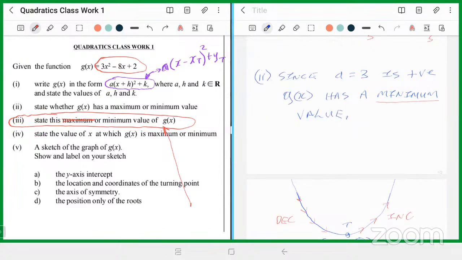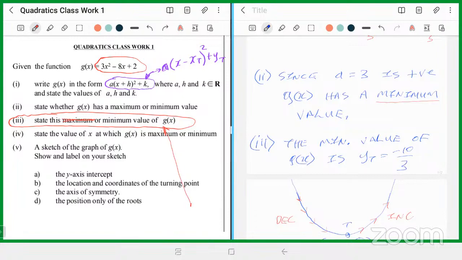So we can say in part 3, the minimum value of g of x is the YT value, the Y value at the turning point, which happens to be negative 10 over 3. That is it.